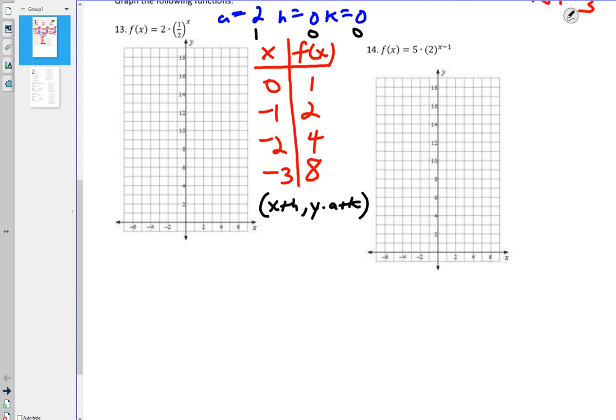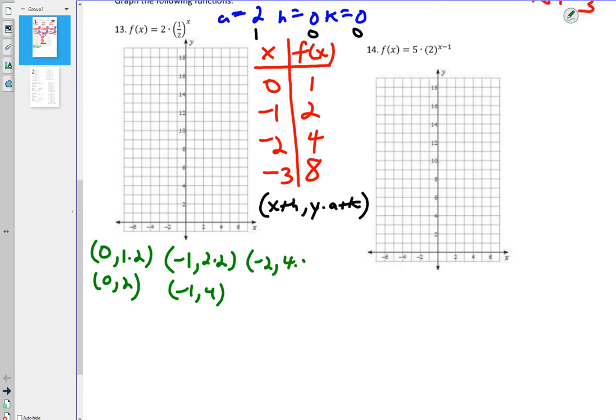But I can't ignore the a. So I just get that a and go to each of the y's and multiply it times 2. I can leave the x's alone. The first x is 0, then 1 times 2, so that's 0, 2. Then I'll leave the negative 1, and 2 times 2, so it's negative 1 comma 4. Then I'll leave the negative 2, and 4 times 2 is 8. And then I'll leave the negative 3, and 8 times 2 is 16.